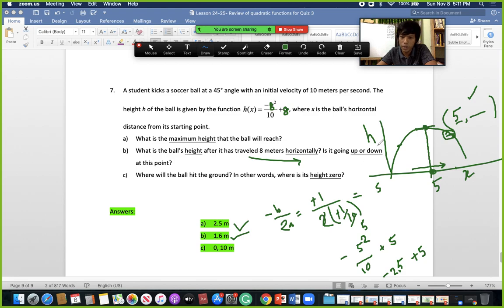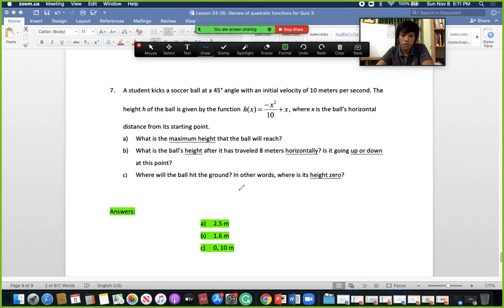That means the ball is going up or down at that time. The ball is going down at that time. At 8 meters, the ball is going down. Okay. When will the ball hit the ground, in other words, where is the height 0? So for this part, height is 0.